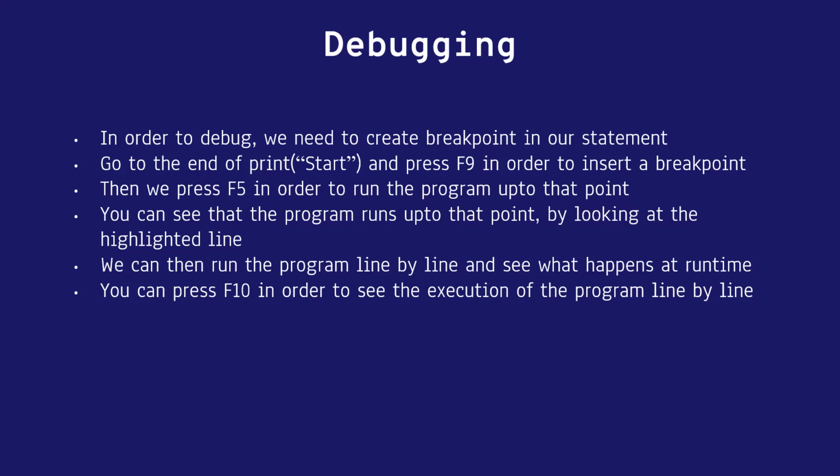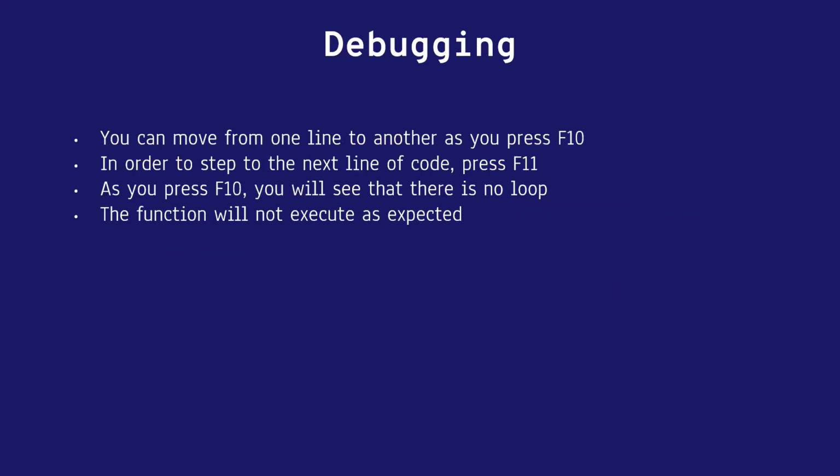You can press F10 in order to see the execution of the program line by line. I want you to try that. You can move from one line to another as you press F10. In order to step to the next line of code, you press F11.